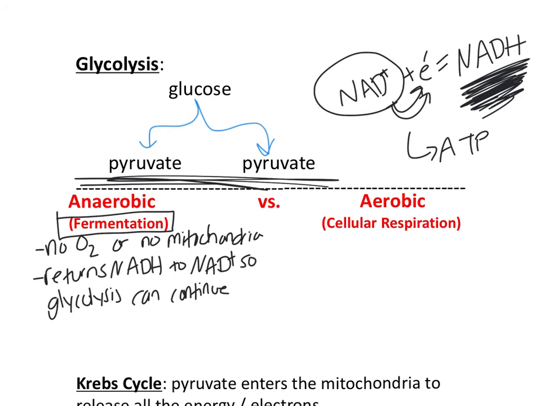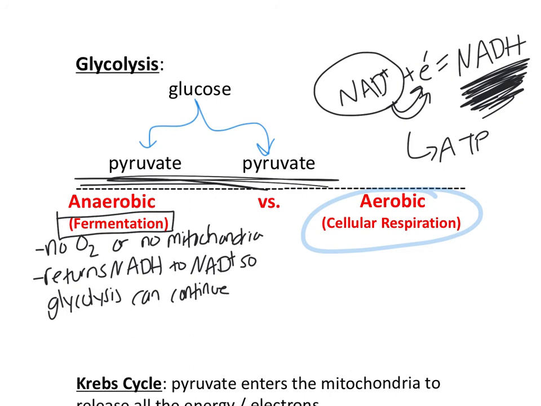Like I mentioned, muscle cells do lactic acid fermentation. Bacteria cells also do fermentation and produce lactic acid. Yeast cells make ethanol through fermentation. But fermentation, like I said, is not the ideal pathway if you have oxygen and a mitochondria. Then you want to go to pathway number 2, which is the aerobic pathway.